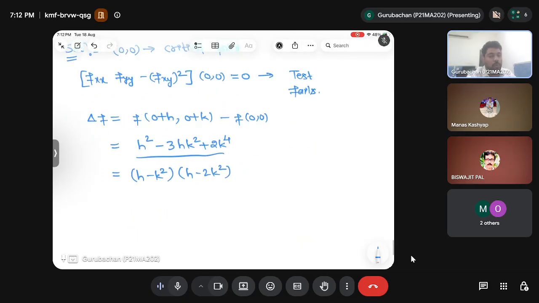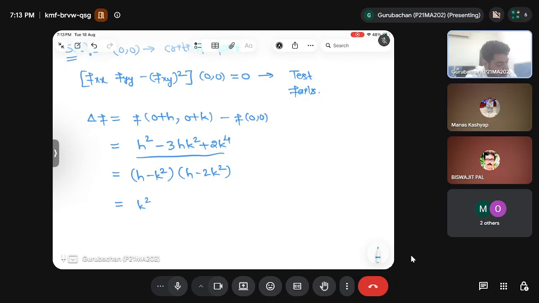Now we can see that it is changing sign. It is not always showing a positive or negative sign. If it always showed a positive sign, then we could say that in the neighborhood the function has greater value than at 0 comma 0, so 0 comma 0 would act as a minima, and vice versa for maxima. But it is not showing this, so we cannot say maxima or minima. So it has a saddle point. Correct.